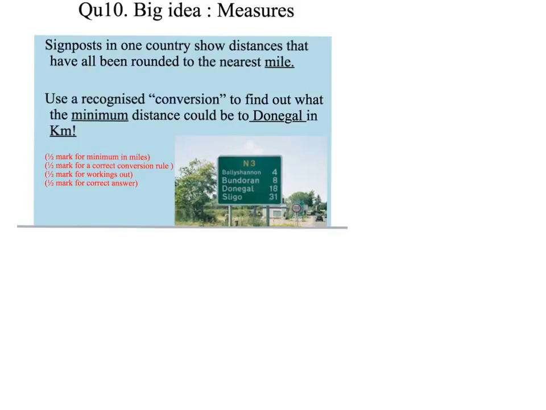So the key to this question is in reading it carefully. So the signpost is in miles. If you read it carefully, so I'm just going to label that miles. It says use a recognised conversion to find out what the minimum, and that's important, in kilometres. So we look at the signposts so we can pull out the key information.